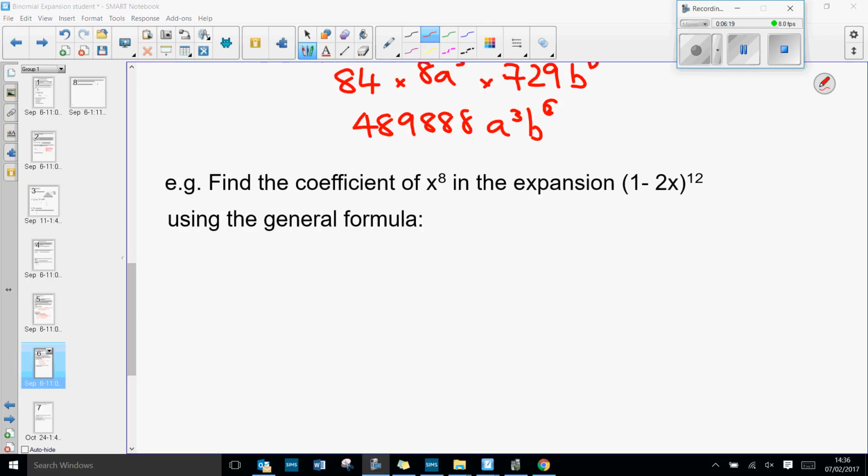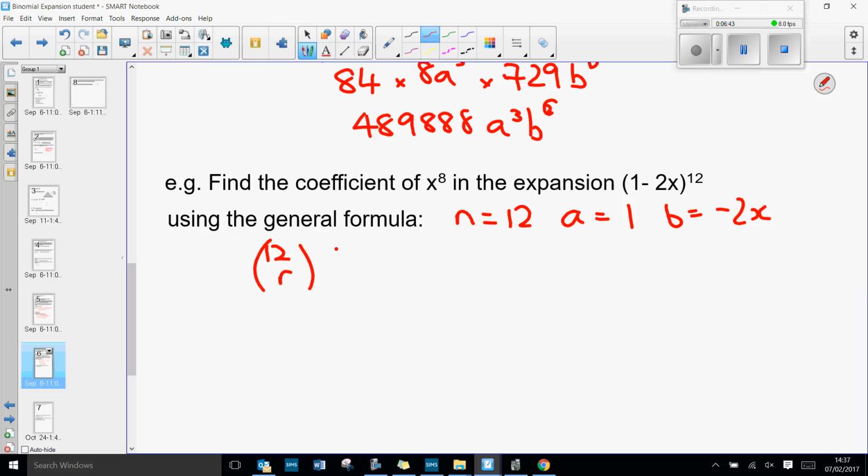Find the coefficient of x to the power 8 in the expansion. Again we're going to use that original general formula. So we know n is 12, a is 1 and b is negative 2x. So we're going to say 12Cr, 1 to the power 12 minus r, (negative 2x) to the power r.